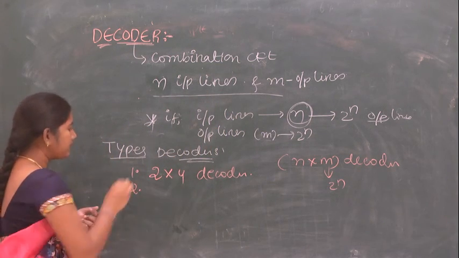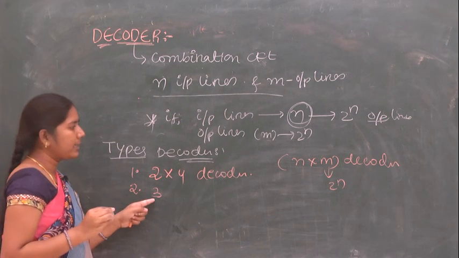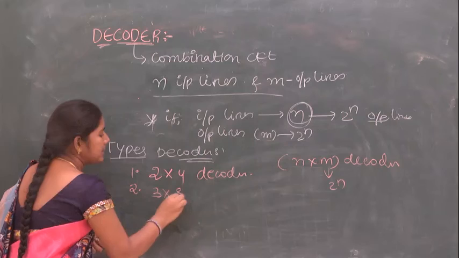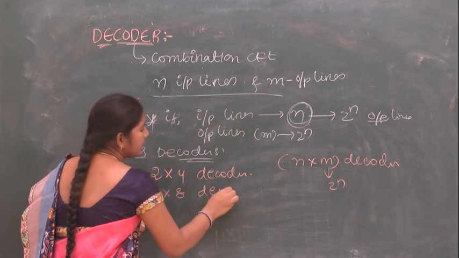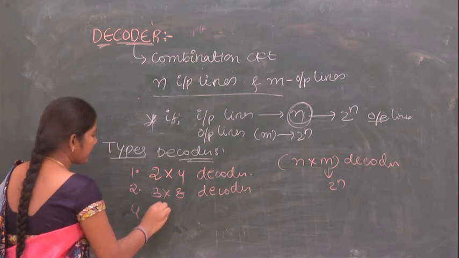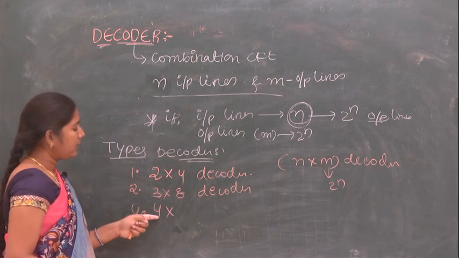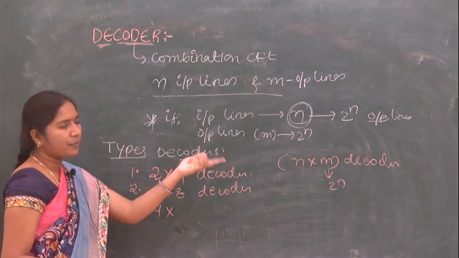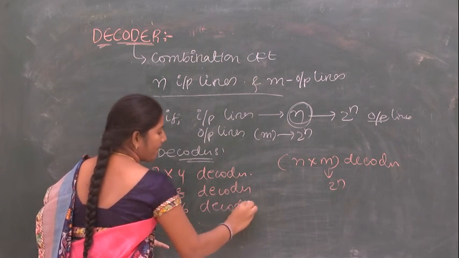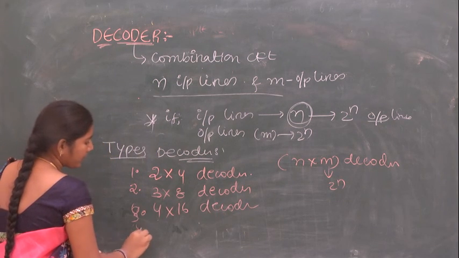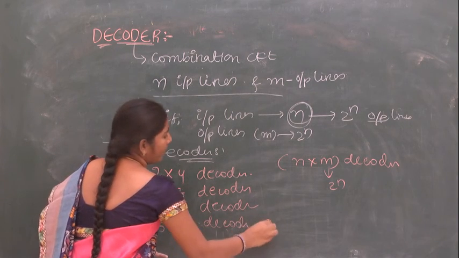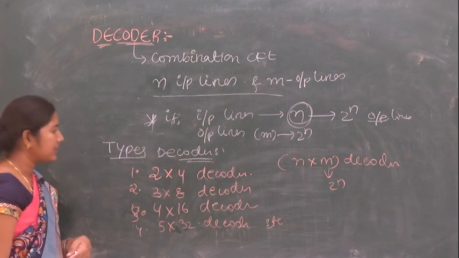Similarly, the second type is, if input lines are 3, then outputs are what? 2 cube means 8. So 3 cross 8 decoder. Similarly, if input lines are 4, then this we can write as 2 power 4, 16. So 4 cross 16 decoder. Similarly, we'll have 5 cross 32 decoder, etc. There are many decoders like this.